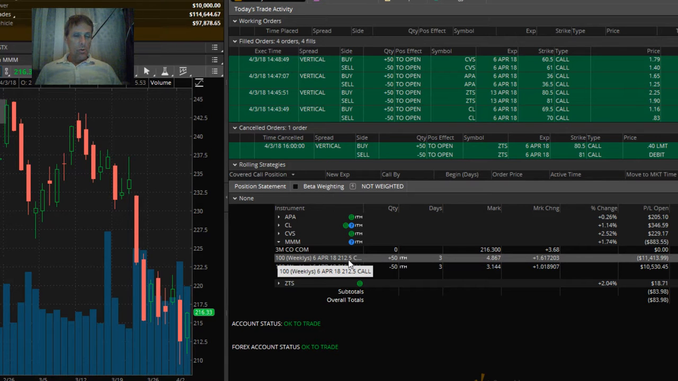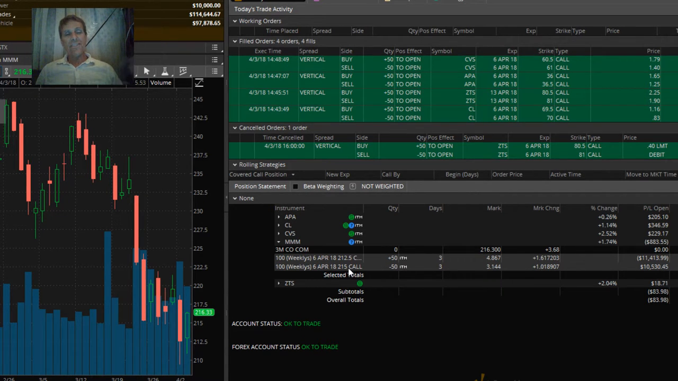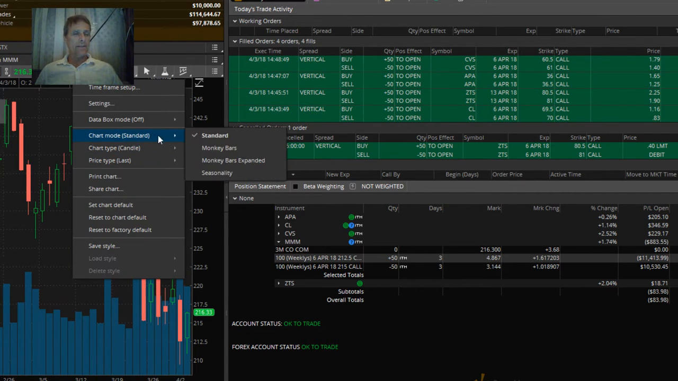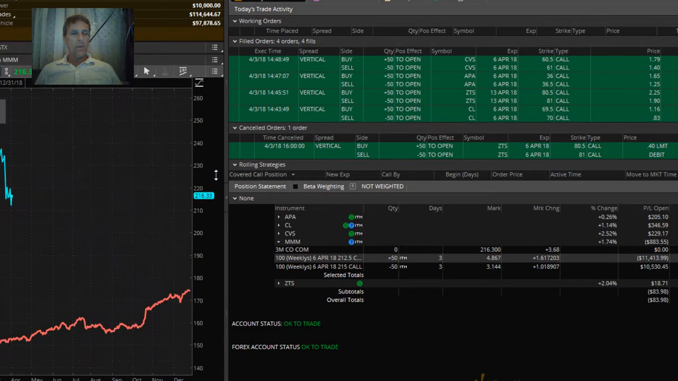Now, we're looking at the 212.5 and the 215s. So as long as she stays above 215, we're going to make our money. Now, they don't have a dividend coming up, so why did I get into 3M? I'm going to show you in a second. Let's quickly look at seasonality.